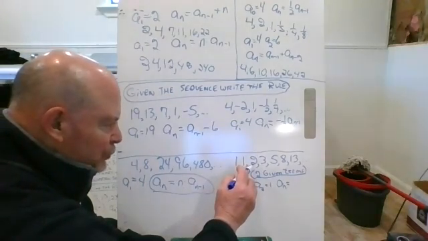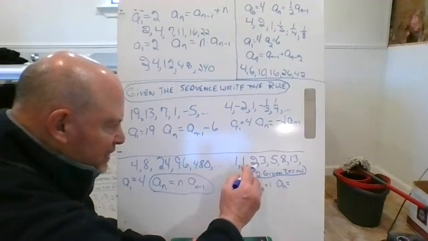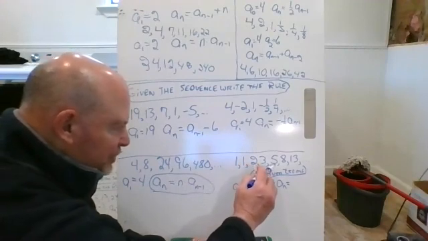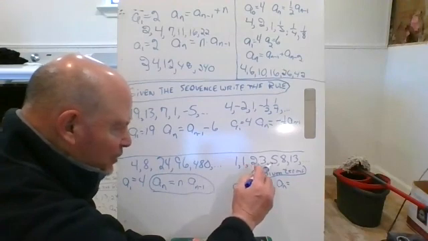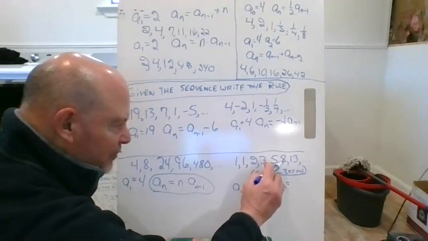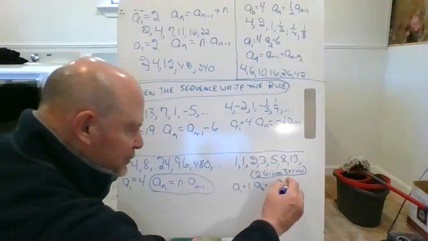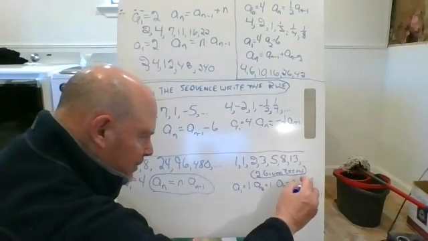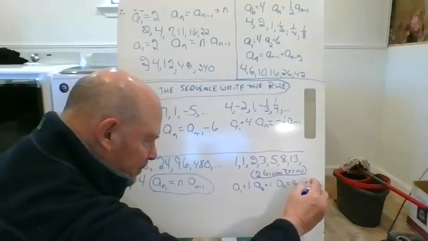That's why this is a 2 for this. It's 2 plus 1 is 3. 2 plus 3 is 5. 3 plus 5 is 8. So the next term is the sum of the 2 previous terms. So it's a sub n minus 1 plus a sub n minus 2.